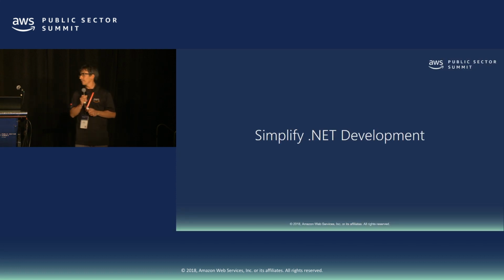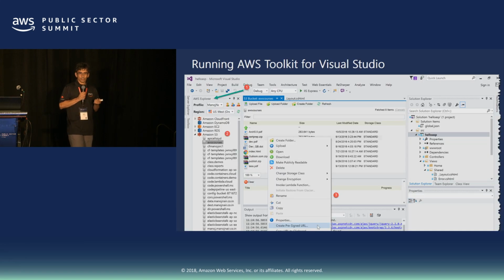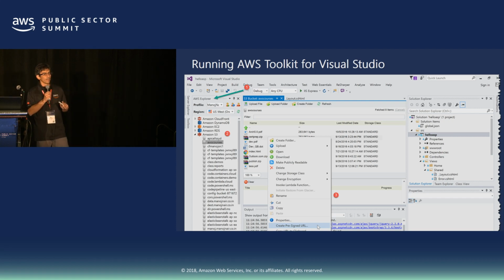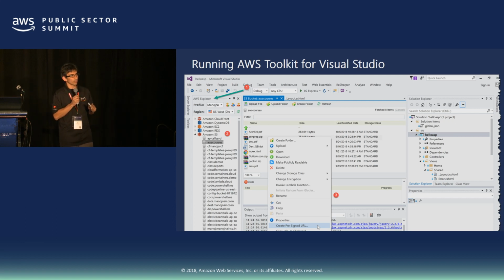Simplify .NET development. That's one of my favorite topics. I don't know how many of you have played with AWS and C#, but let's agree that Visual Studio is the best IDE ever developed. I'm a really big fan of Visual Studio, right? And it would be awesome to have access to all AWS resources from Visual Studio. And done, your dreams come true. Now you can just install the AWS Toolkit for Visual Studio, and you have access to all the resources that AWS offers right there. And it really helps you to develop for AWS.